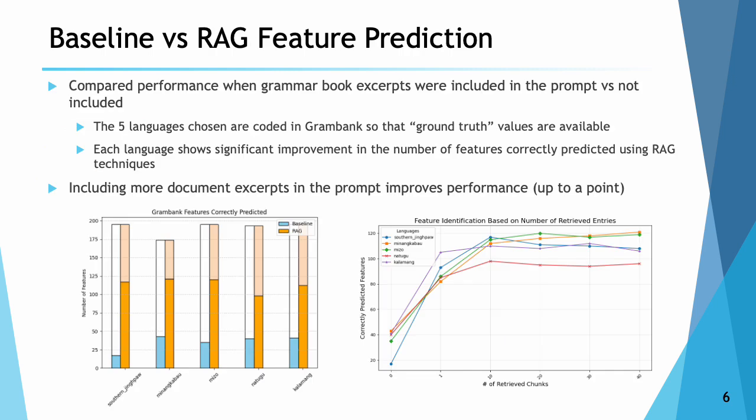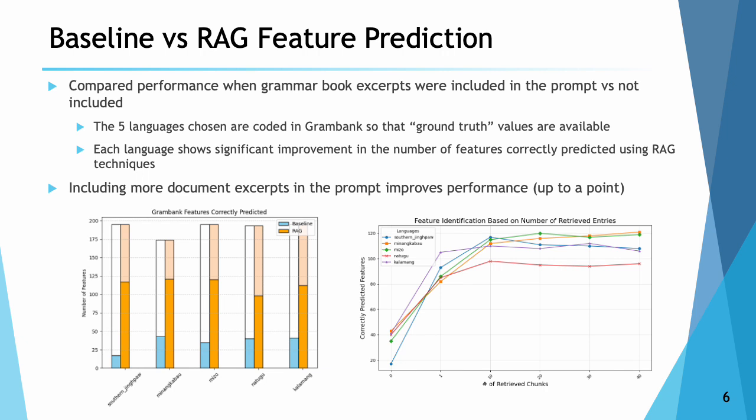So the first basic question is whether RAG with grammar books improves the performance compared to just simply asking the LLM for an answer. So we created prompts that both did and did not contain the retrieved document pages from the database. Baseline values show the performance with no retrieved documents included, and then RAG values show the number of features correctly predicted when including the retrieved pages in the prompt. For all languages, RAG showed an improvement over the baseline with increases of 30% to 50%, indicating the effectiveness of this approach.